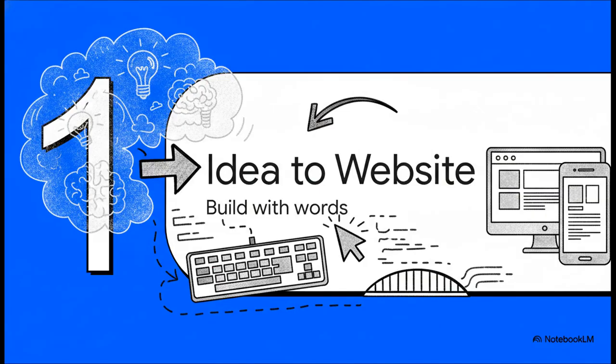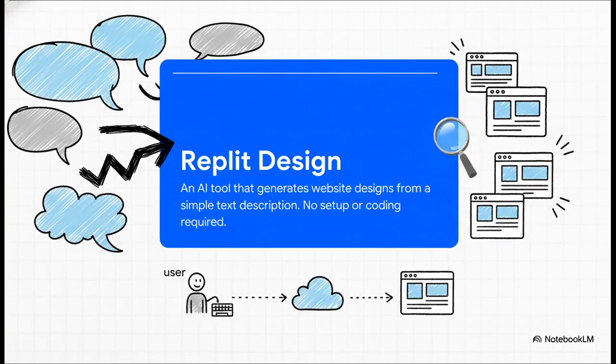All right, first up, idea to website instantly. I mean, the whole magic here is about building with words. So what if you could build a website just by describing it? That's the big idea, using plain English to get what's in your head right onto the screen. And the tool that makes this happen is called Replit Design. It's built on a really simple premise. You just type out a description and its AI gets to work, generating a beautiful, interactive design. The real game changer here, it completely removes the need for coding. No setup, no code, nothing.